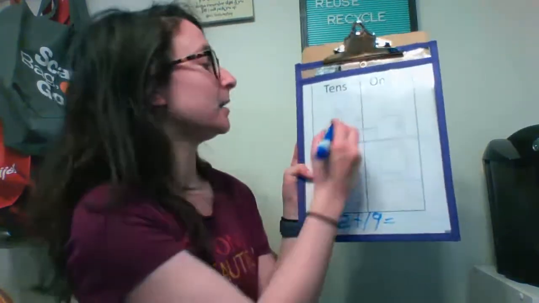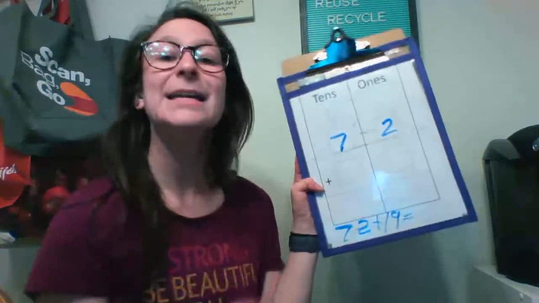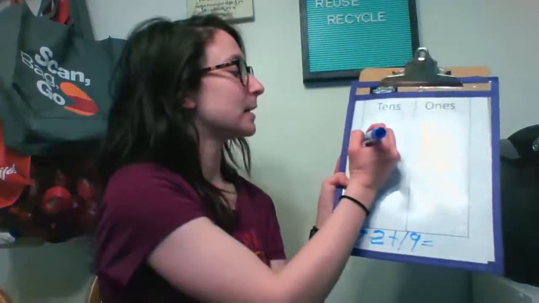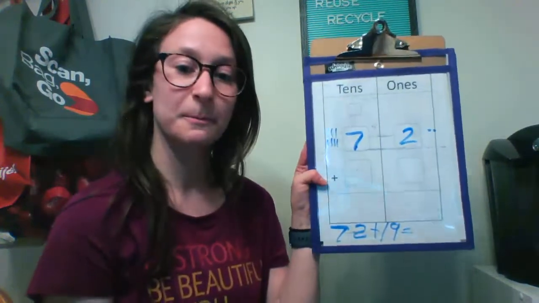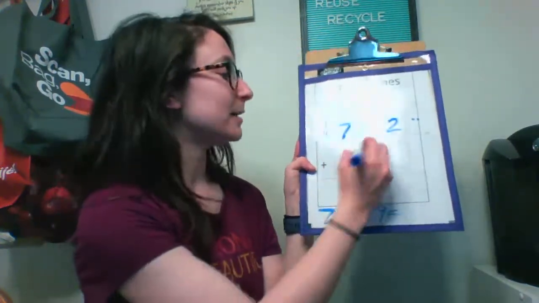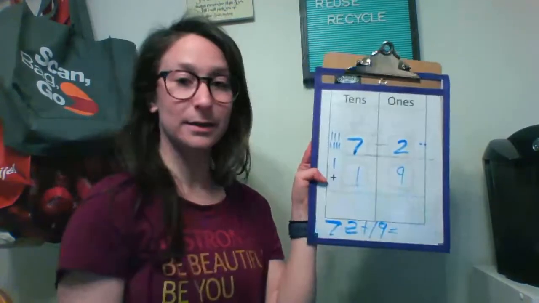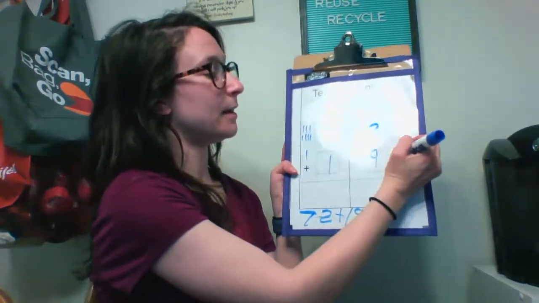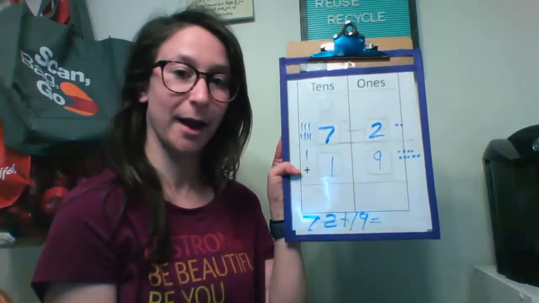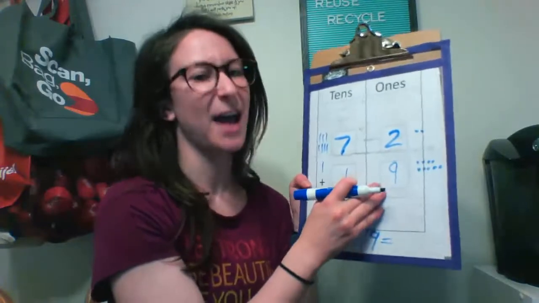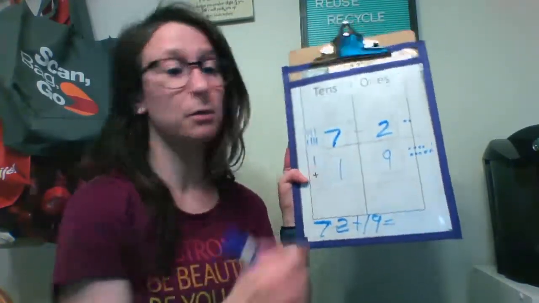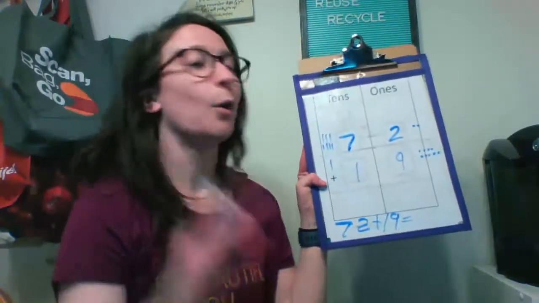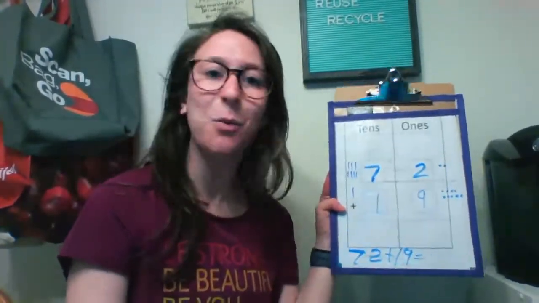72 is our first addend. We're going to put it in our first boxes. 72 is 7 tens and 2 ones. And 19. 19 is 1 ten and 9 ones, right? So we're going to first start with our bigger number in our ones place because it's easier to add that way. 9, 9, 9, 10, 11. What could you also do? Count your dots.